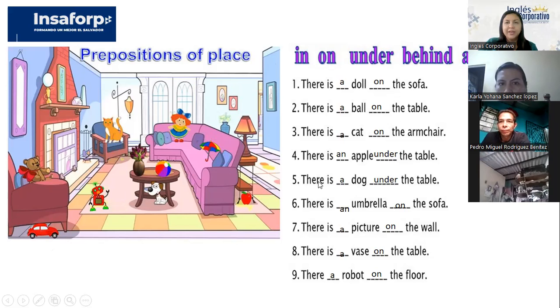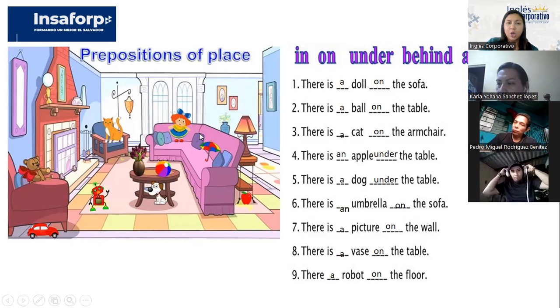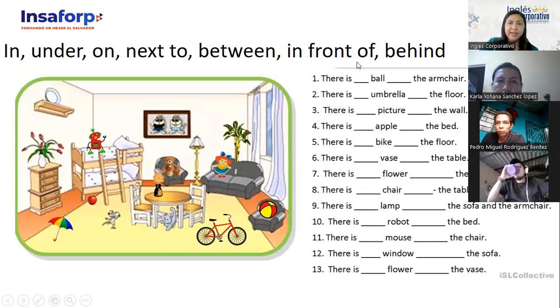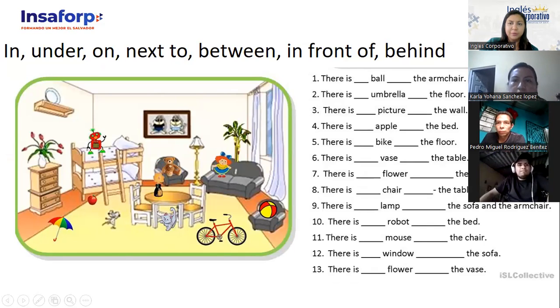Okay, now can you help me. Behind, bueno, ese sí está. Creo que hay uno que no estaba en el anterior, between. Ese se pronuncia between y significa entre, entre dos cosas, okay? For example, here in the picture, there is a couch between the doll and the umbrella. Okay. Vamos a ver más ejemplos en este. You will help me to complete. In, under, on, next to, between, in front of, or behind. Vamos a ver quién me ayuda.